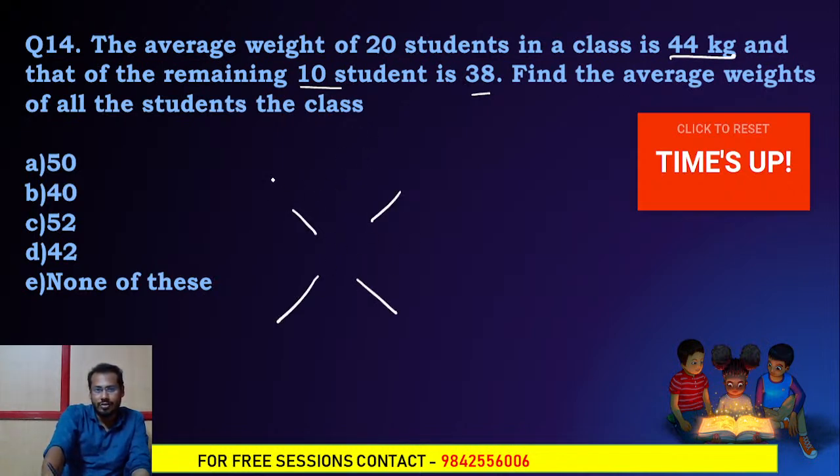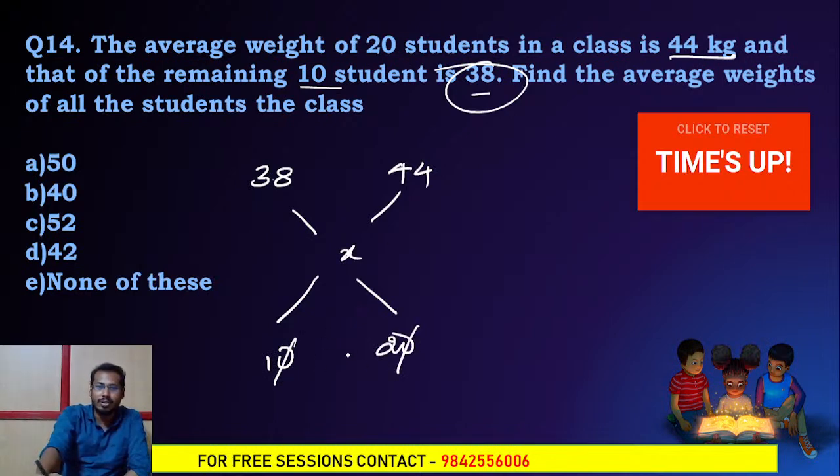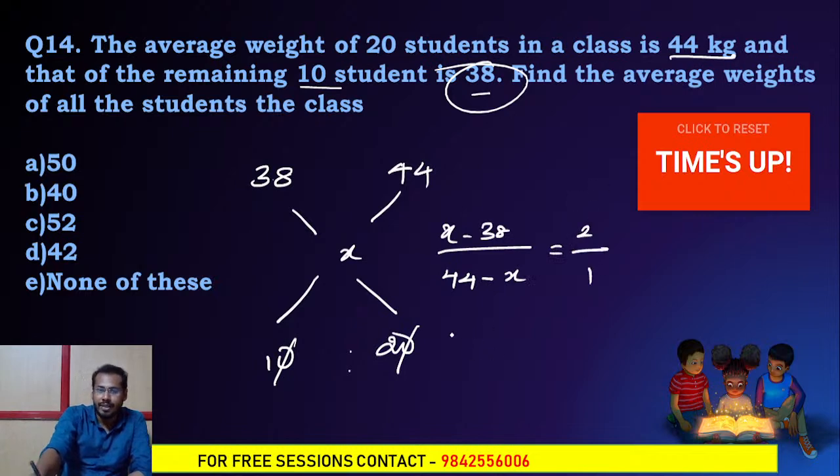Okay, 20 students is 44 kg, and 38. So I will write 38 first and here 44. 38 kg is with only 10 students and 44 is 20 students. We need to find x. Take the ratio, that is 1:2. Correct? x minus 38 divided by 44 minus x is equal to 2 over 1. So x minus 38 is equal to 2 into 44 minus x. So x minus 38 is equal to 88 minus 2x.